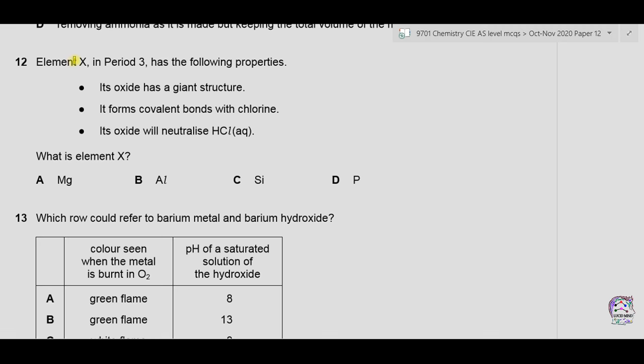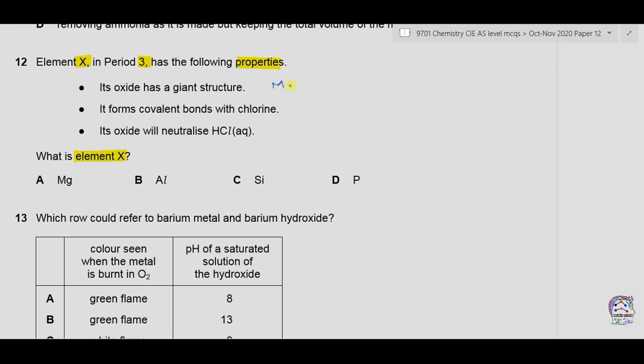Question number 12. Element X in period 3 has the following properties. Its oxide has a giant structure. It forms covalent bonds with chlorine. Its oxide will neutralize HCl aqueous. What is element X? They have given 4 elements: magnesium, aluminum, silicon and phosphorus.